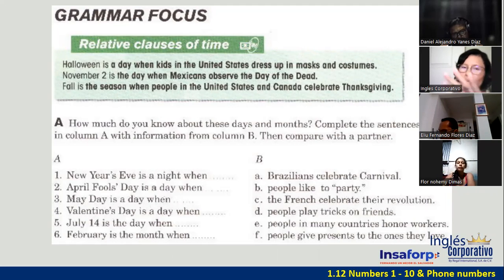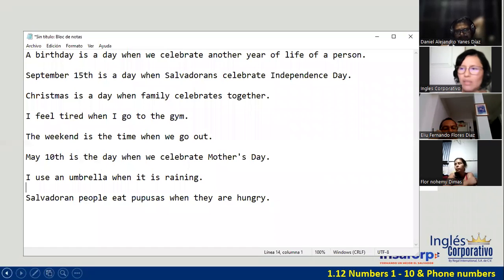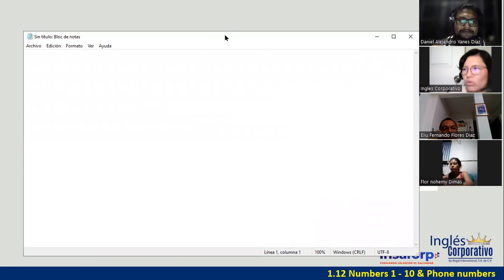3.6, no, it's going to take a good while, so let's do something, guys. Let's go ahead and complete these sentences with the information on your own, then compare with your partner, okay? So let's make up some examples. Before moving on to that part of the platform, I'm happy to review them for you, okay?